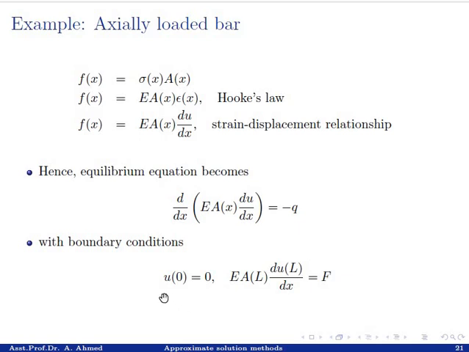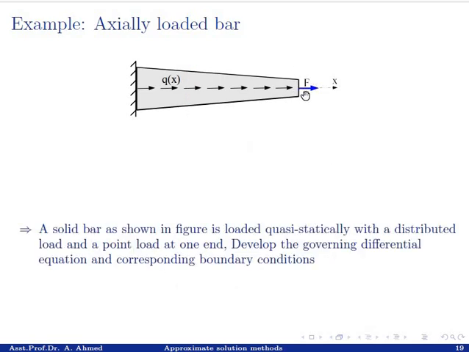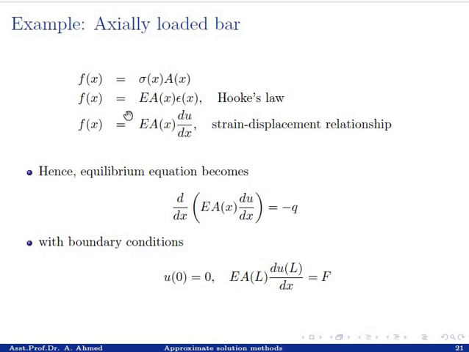For example, in this particular case, I know that the displacement of this bar is 0 at x equal to 0, and at x equal to L, it is also subjected to some external force F. So right from this equation I can say that at x equal to L, the internal force should be exactly equal to the externally applied force F. So at x equal to L, the internal force must be equal to the external force.